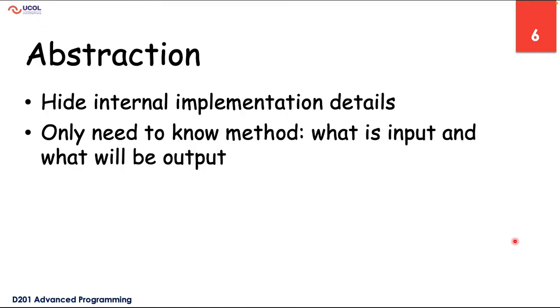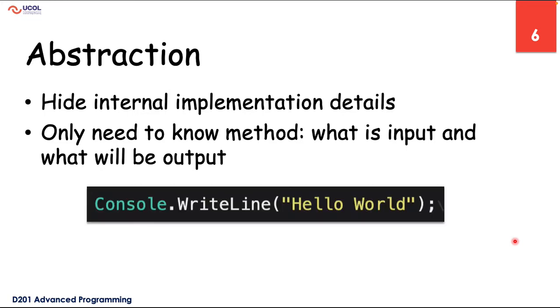Again, hide internal implementation details. You only need to know the method: what is the input and what will be the output of the machine. I give you the example that if we want to write something on the console, we can simply say Console, that's a class. In the class we have a WriteLine method which writes a line on the console, and we provide the thing that we want to write on the screen.